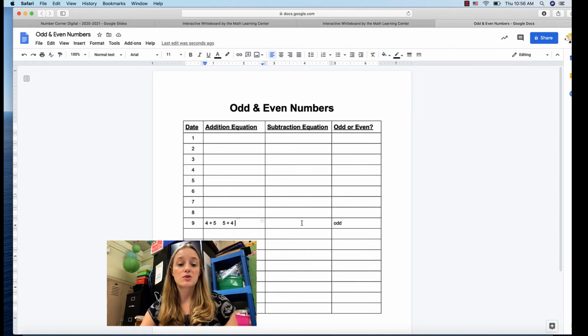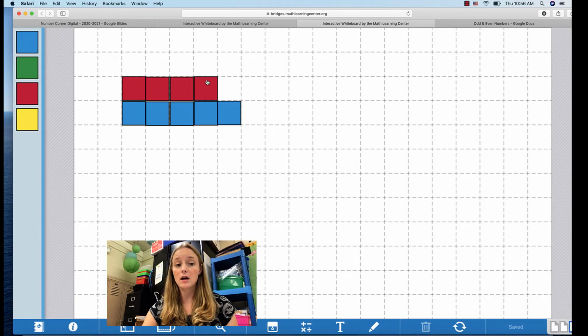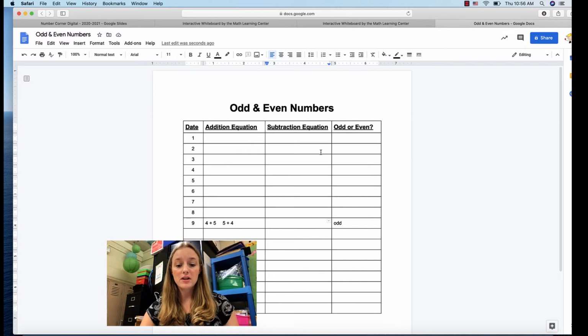There are also some subtraction equations that we could do. We could take the total number of squares that we have here, which is 9, and we could subtract the red ones, or we could subtract the blue ones. So I could go 9 minus 4 equals 5, or I could have done 9 minus 5 equals 4. So we are going to fill some of these other ones in another day. I'm only going to do one more.